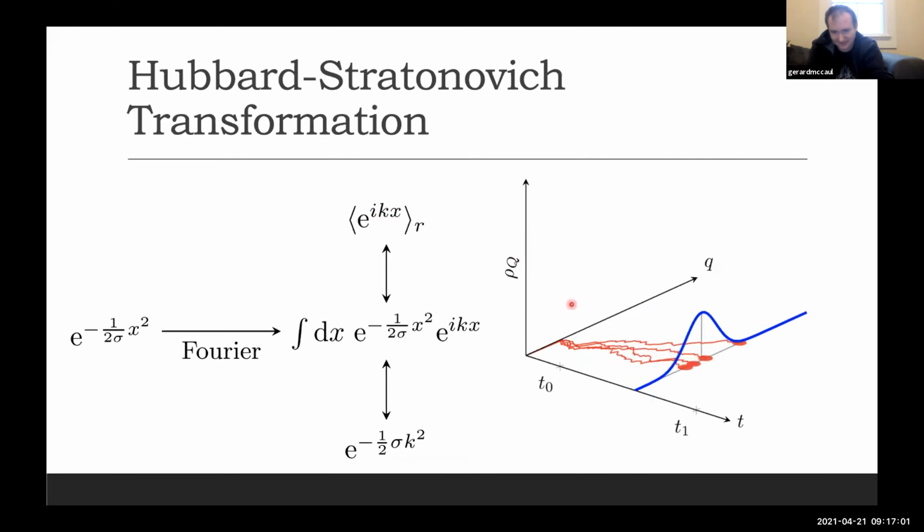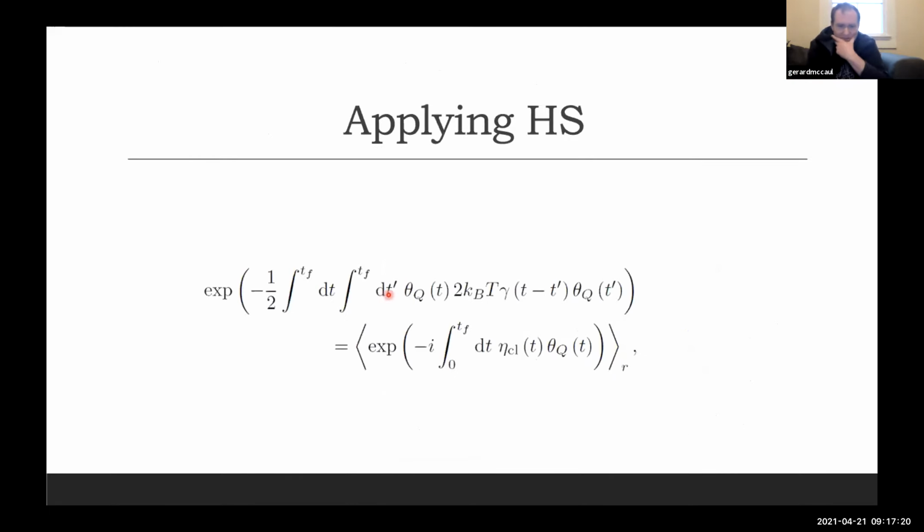And you can kind of see this idea on the right-hand side: that with a Hubbard-Stratonovich transformation, you can think about an evolution of a distribution in terms of taking a lot of trajectories of stochastic evolutions and simply averaging over them. Okay, so what happens if we actually do this?